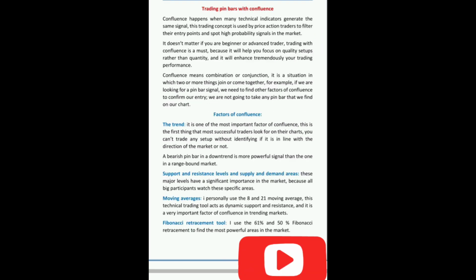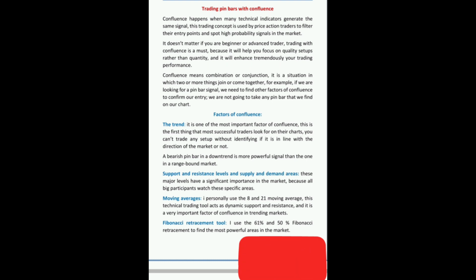Trading pin bars with confluence. Confluence happens when many technical indicators generate the same signal. This trading concept is used by price action traders to filter their entry points and spot high probability signals in the market. It doesn't matter if you are a beginner or advanced trader, trading with confluence is a must, because it will help you focus on quality setups rather than quantity, and it will enhance tremendously your trading performance.